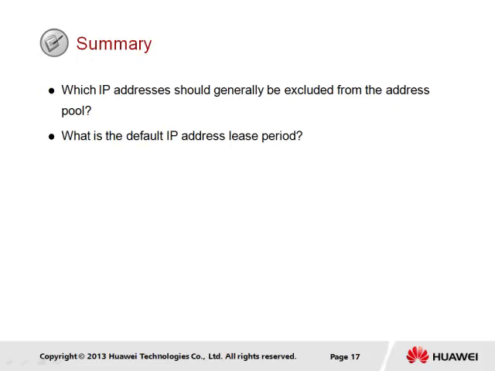So in summary for this section on DHCP, we just have a couple of questions here. The first asks, which IP addresses should generally be excluded from the address pool? Well, IP addresses that are used for server allocation, such as any local DNS servers, should be excluded in order to avoid address conflicts. And what is the default IP address lease period? The default lease period for DHCP represents a period equal to 1 day.